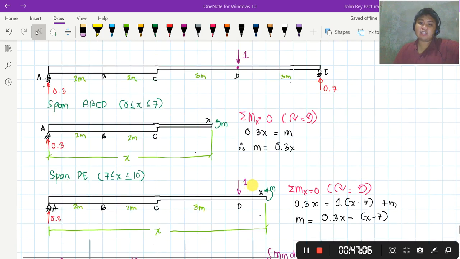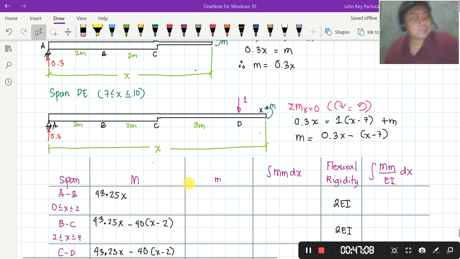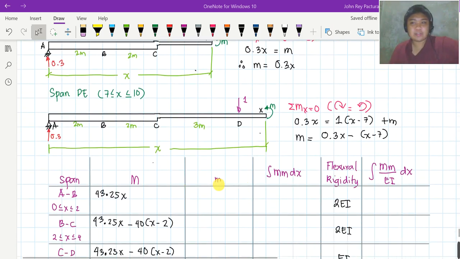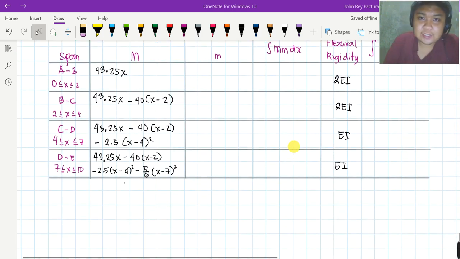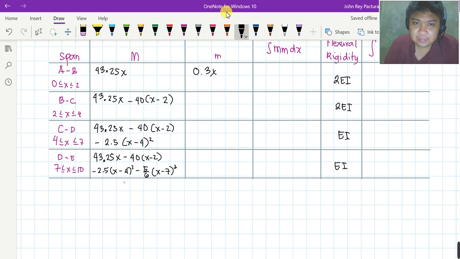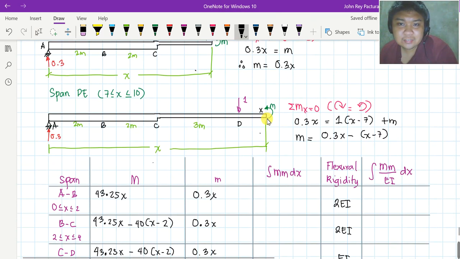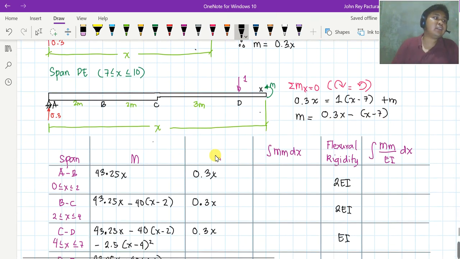Ang gagawin ninyo na lang is i-fill up ninyo siya, class, dito sa ating prepared na tabular format. Sige. Ang AB, BC, and CD, pare-parehas lang sila na 0.3x. So, therefore, lagay lang natin siya as 0.3x. Tapos, dito rin ay 0.3x. Tapos, dito rin ay 0.3x. Yung nandito naman sa span DE, ito lang siya. Yan yung ilalagay ninyo. So, I hope wala ditong nalilito.